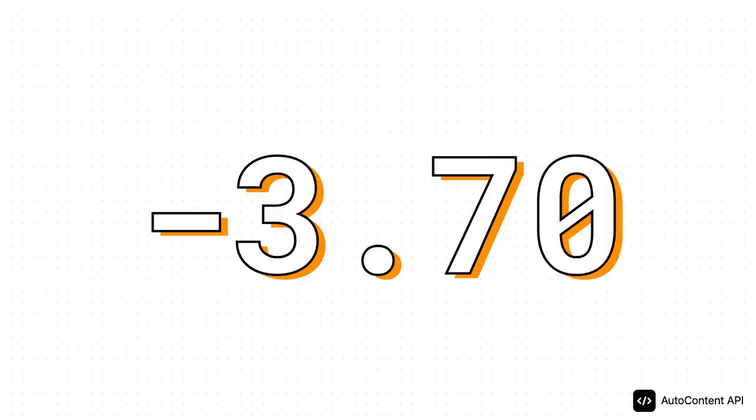So what happens? What's the result? Bam! Negative 3.70, a perfect match. By working smarter, not harder, the computer just nailed it. It's such a great example of how a little bit of strategy can make all the difference.